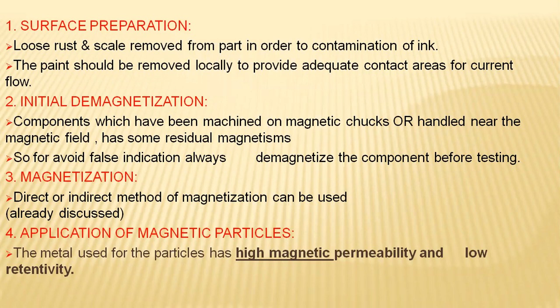So only at the point of examination, the ink will be applied over the surfaces. And if there is any paint, applied in different layers on the parts which need to be examined, that should be removed to provide contact areas for current flow, because these will be acting as insulators, limiting the electrical flow. Nothing but the movement of electrons will be obstructed if these layers exist. So that should be removed.